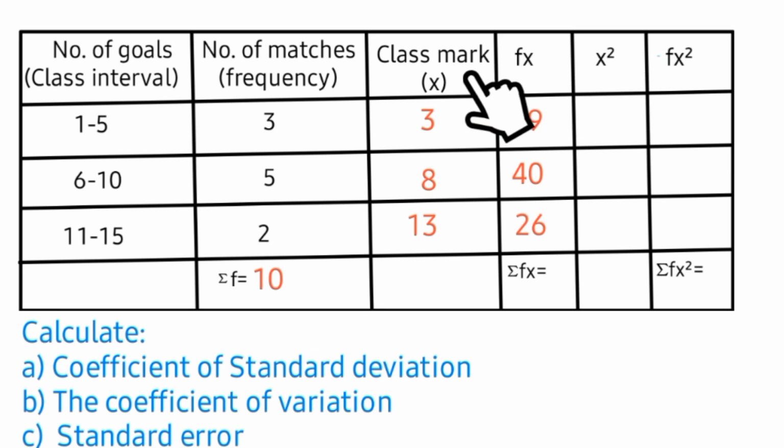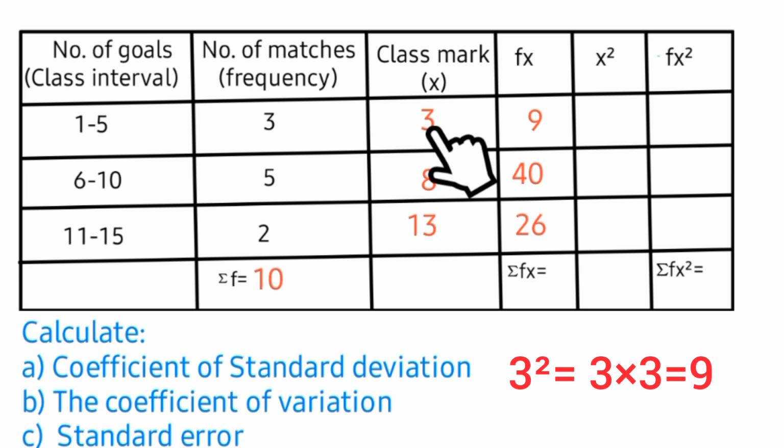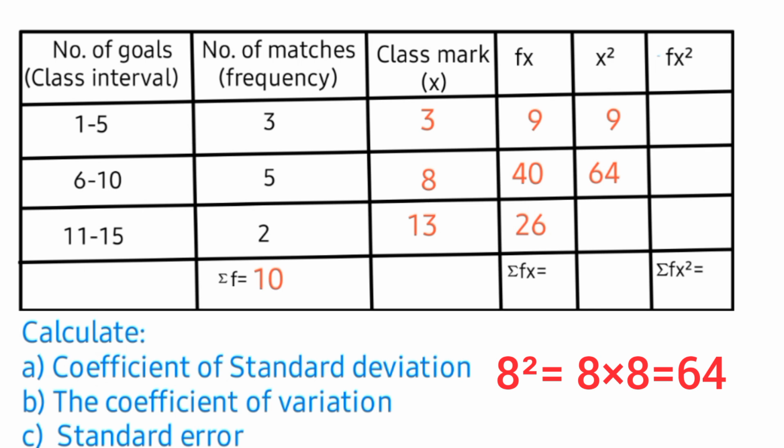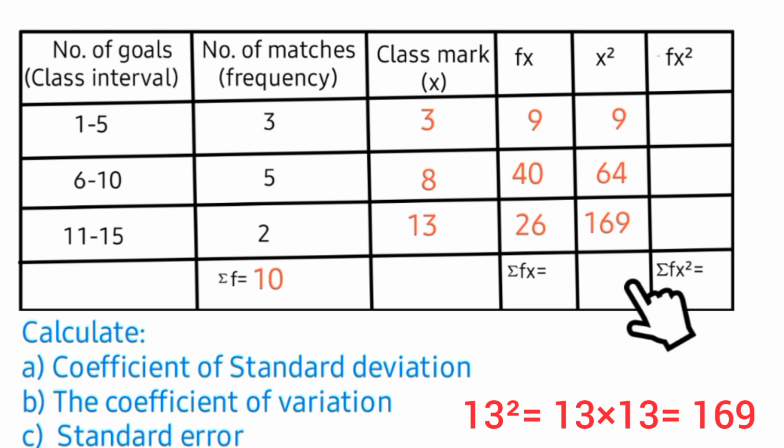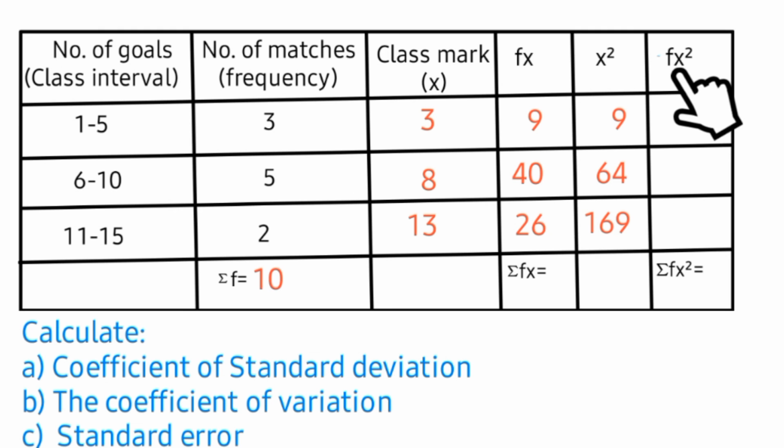S square simply means the square of each of these values. For the first s square, 3 square, meaning 3 times 3. Next is 8 square. Lastly, 13 square, 169. Let's proceed to fs square column.